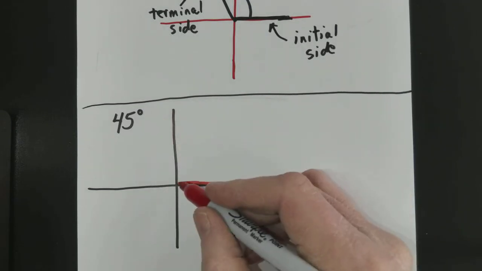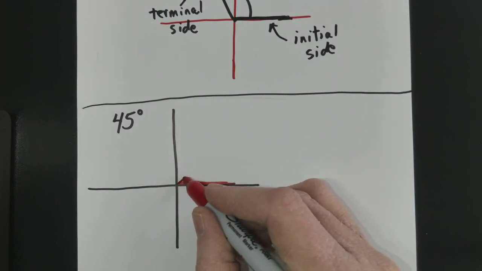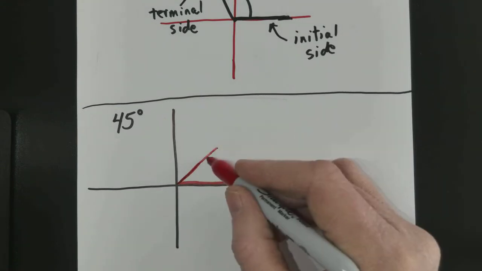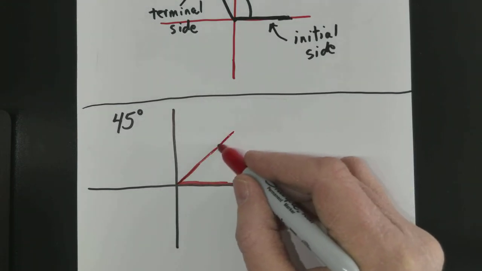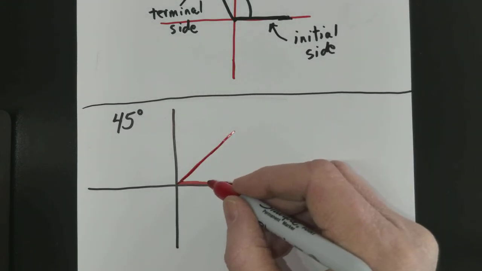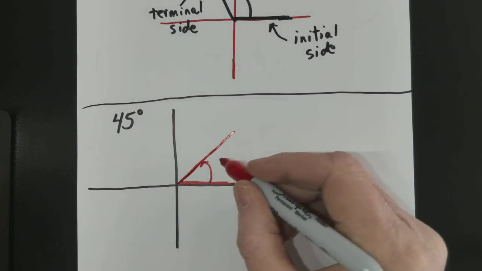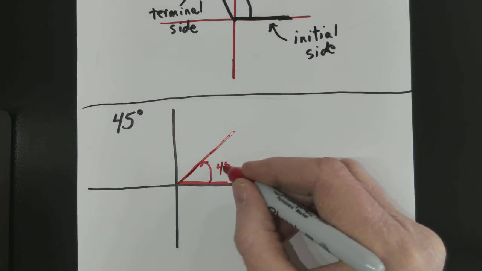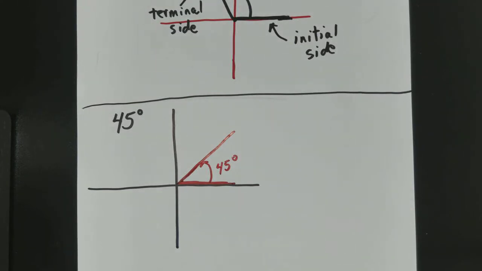90. 45 is half that, right? So let's try to split that right there. And draw the 45-degree angle there. Okay. Now I'm going to actually talk about a couple of other angles here with the 45-degree angle.